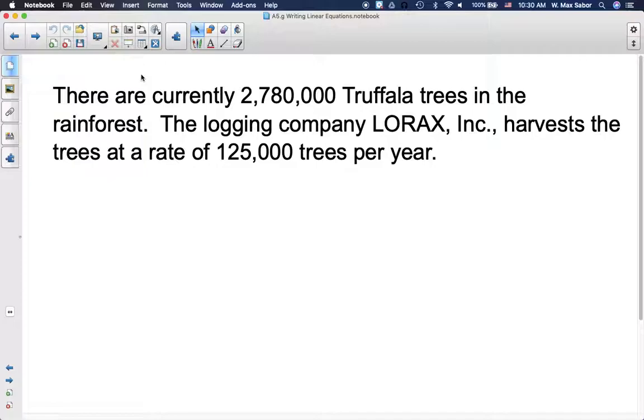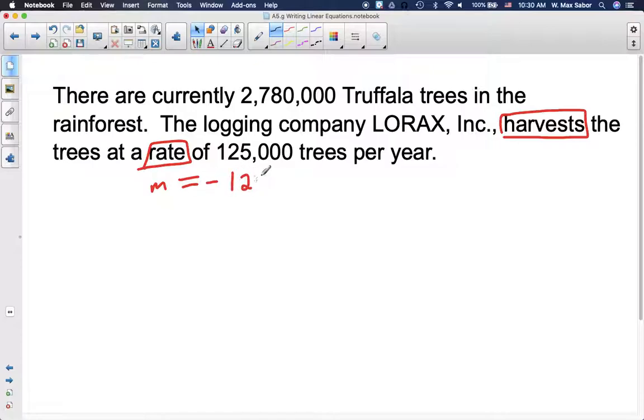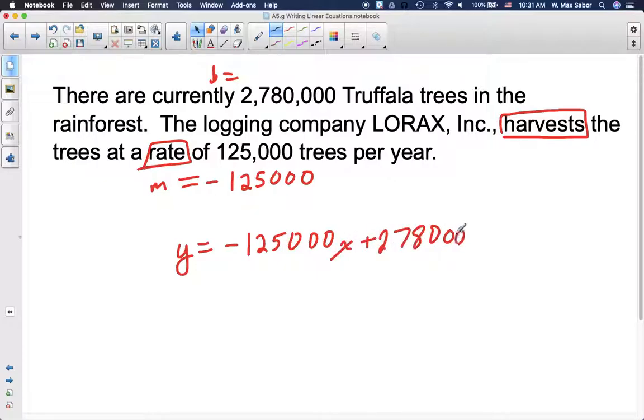So this is a straightforward example of some place where there's repeated addition or subtraction. The word rate implies that this is going to be our slope. Harvesting the trees says that we're going to be losing those trees out of the rainforest. And then this is our y-intercept because this is our starting value. So y equals negative 125,000 trees per year, and we're starting with 2,780,000 trees.